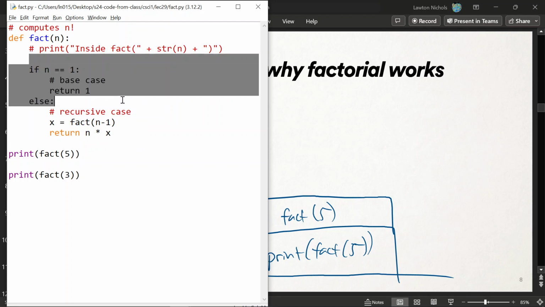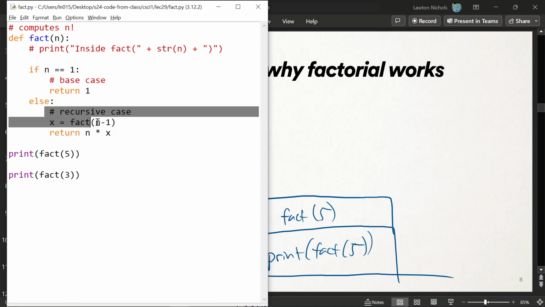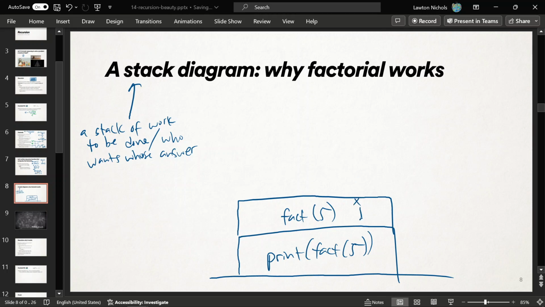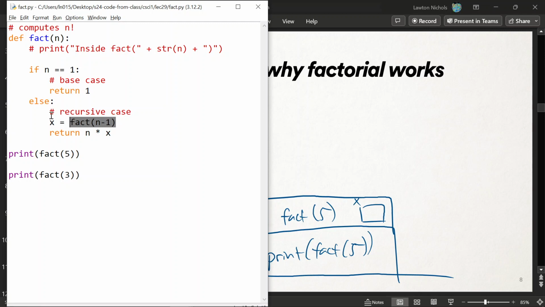All right, so we're in this code. N is not 1, it's 5. And so we have to calculate this x variable. We have to fill it. We make a little x variable for ourselves, a local variable. We got to fill it with the answer to fact of 4. We don't know what that is. So we have to go off and call ourselves, fact of 4. You see how it's going to sit on this line and wait for fact of 4.